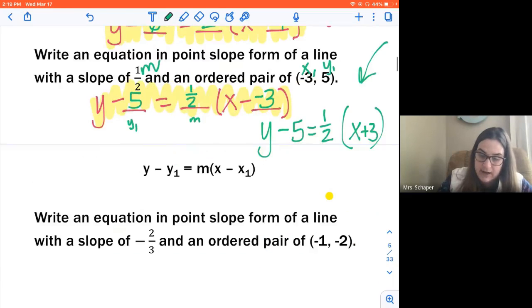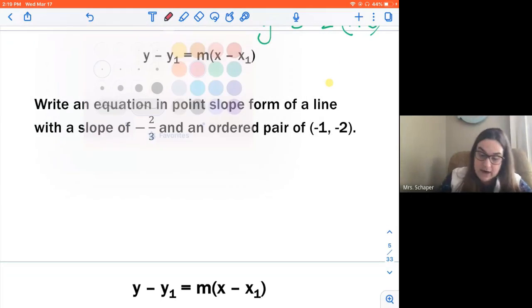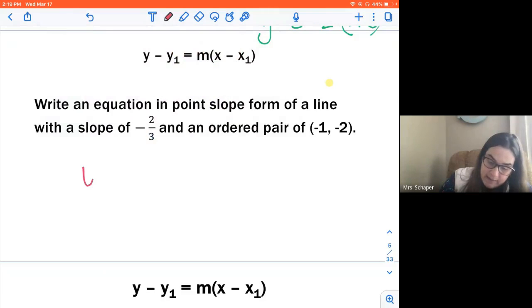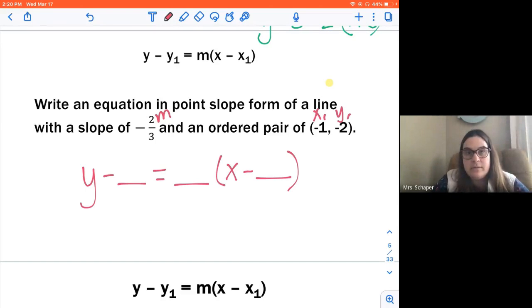Try this again. We're going to write an equation in point slope form. Again, start by writing this down on your paper. Take the time to write it out. All right. Here is my m. Here is my x sub 1. Here is my y sub 1. Here we go. Negative 2/3 is my m.